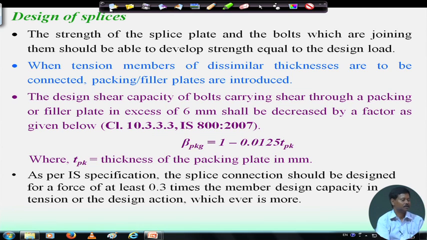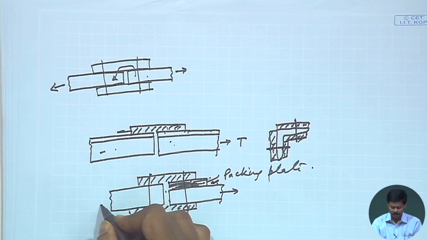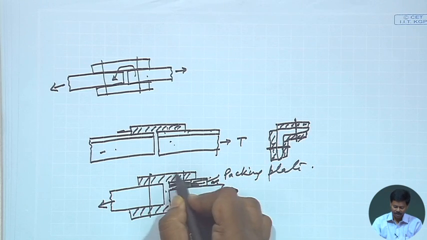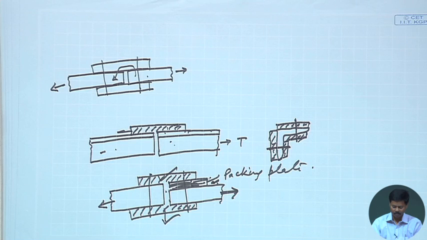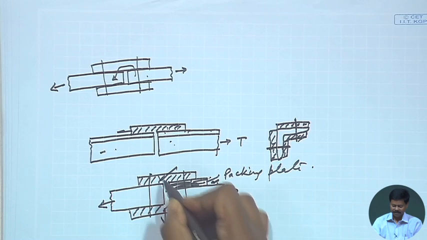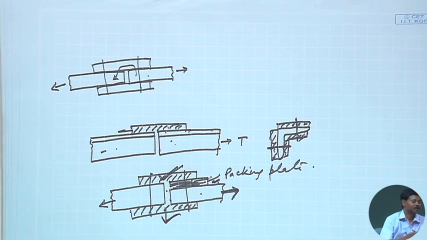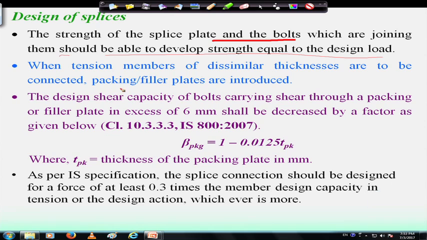What I was discussing, let me tell in short once again: the strength of the splice plate and the bolts which are joining them should be able to develop strength equal to the design load. That means the strength of the plate we are joining should be equal to the strength of this plate and this plate, so that the load is transferred from one plate to another plate. Then when tension members of dissimilar thickness are to be connected, packing or filler plates are introduced.